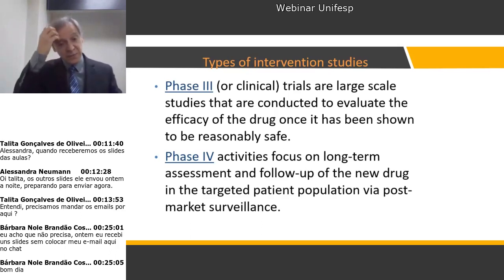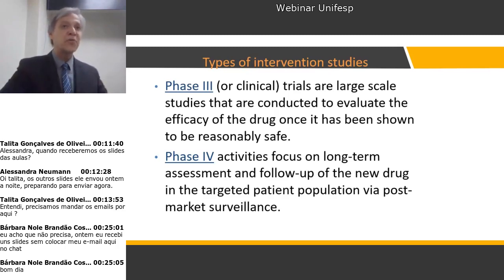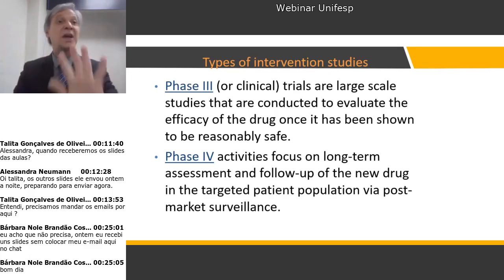Focus on long-term assessment and follow up of the new drug in the target population via post-market surveillance. It should be a perfect natural experiment here. We'll talk about that later. And therefore, phase 4 can get you an effectiveness measure. That's a real life measure.